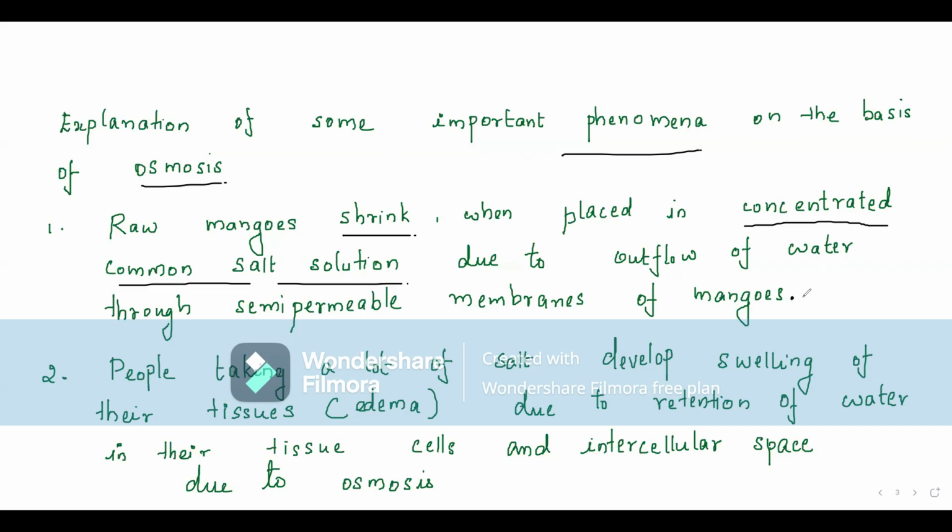Similarly, people consuming a lot of salt develop a swelling of their tissues. This is due to the retention of water in their tissue as well as in the intercellular space due to osmosis. These are not very frequent questions. They can be asked as give-reason questions. So just to be familiar with the process of osmosis, these examples were taken.